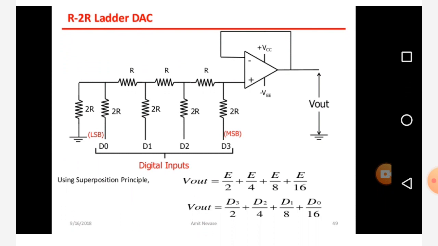And the final V out is equal to E by 2 plus E by 4 plus E by 8 plus E by 16. Then V out is equal to D3 upon 2 plus D2 upon 4 plus D1 upon 8 plus D0 upon 16, using the superposition principle.